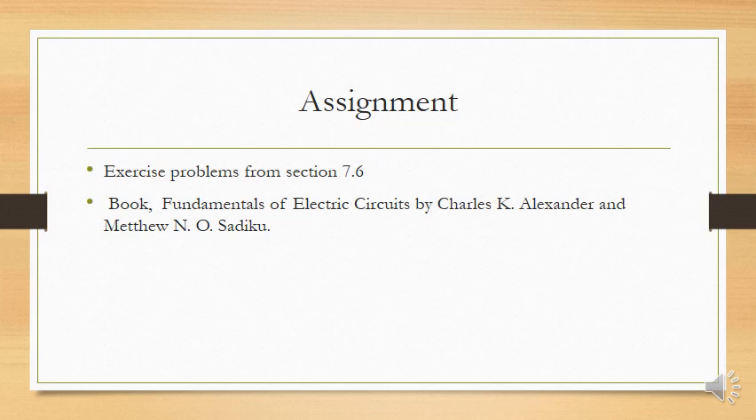Now your assignment is section 7.6 of the book. Please complete all the examples related to this and all the exercise questions.